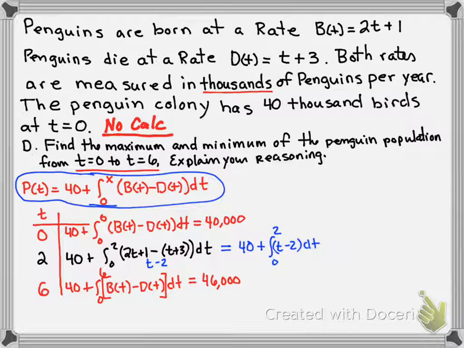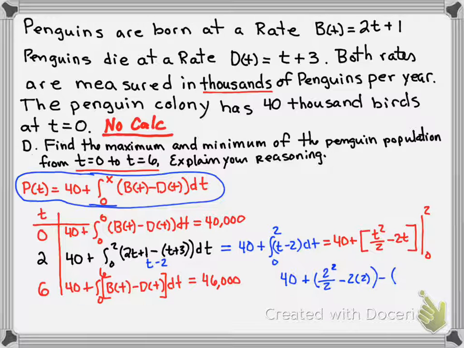So 40 plus the integral from 0 to 2 of t minus 2 will be equal to 40 plus the antiderivative of t, or t squared over 2, minus 2t from 0 to 2, or 40 plus 2 squared over 2 minus 2 times 2 minus 0 squared over 2 minus 2 times 0, that's just 0. Well, this will be 40 plus 2 squared is 4, divided by 2 is 2, minus 4, or 38. And again, all of these are in thousands of penguins. So at that interior critical point, we had 38,000 penguins.